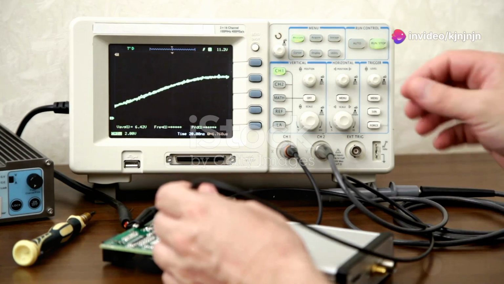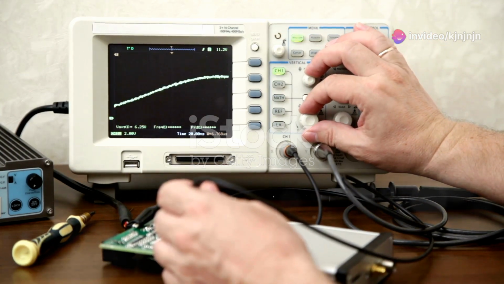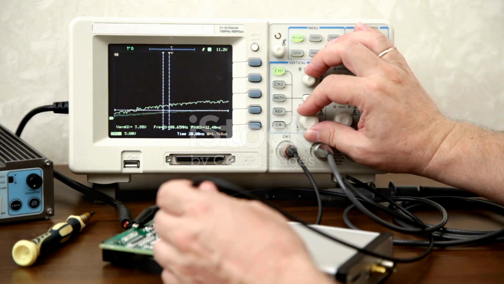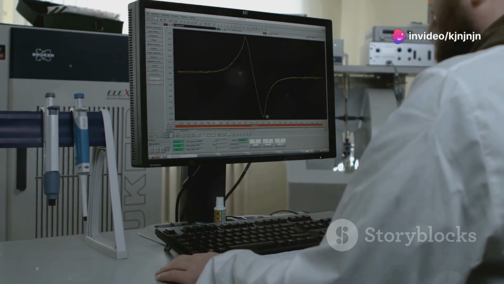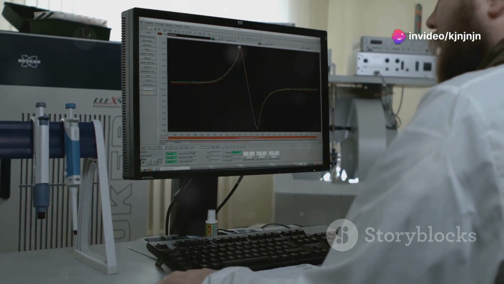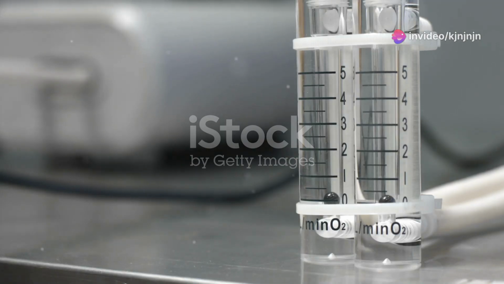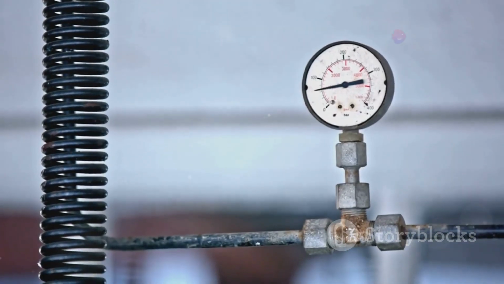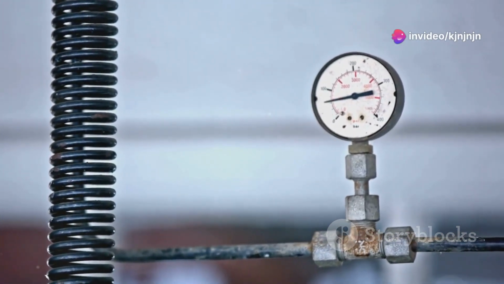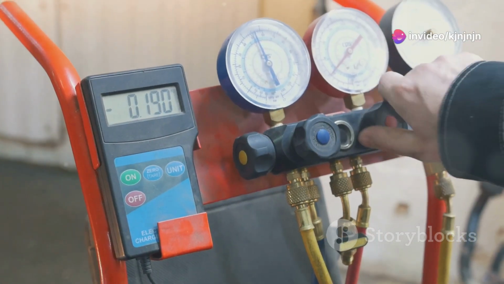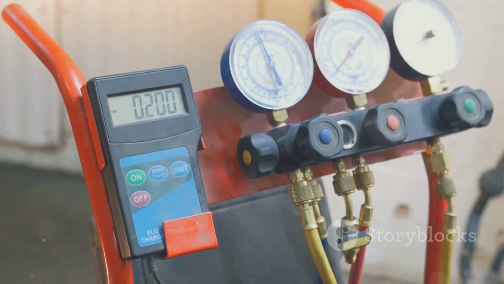Analyzing strain gauge data is crucial for understanding material behavior and structural performance. The raw data from strain gauges represents changes in electrical resistance. This data must be converted into meaningful strain values. This conversion involves using the gauge factor, a calibration constant specific to each gauge. The gauge factor relates the change in resistance to the actual strain experienced by the material. Calibration procedures are essential for ensuring accurate and reliable strain measurements.